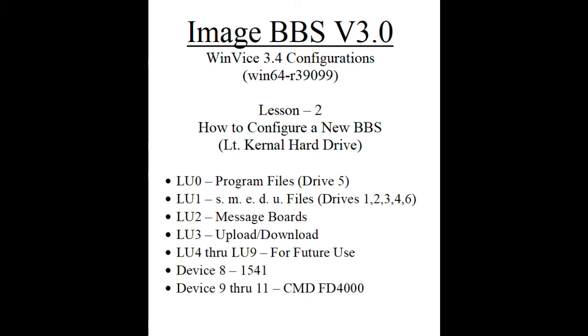I've already copied all the files from master disk 1 to LU0 and all the files from master disk 2 to LU1. I've got LU2 reserved for message boards and LU3 reserved for the upload download section. LU4 through LU9 are not used. I've got device 8 in WinVice emulating a 1541 and devices 9 through 11 emulating CMD FD 4000 drives.